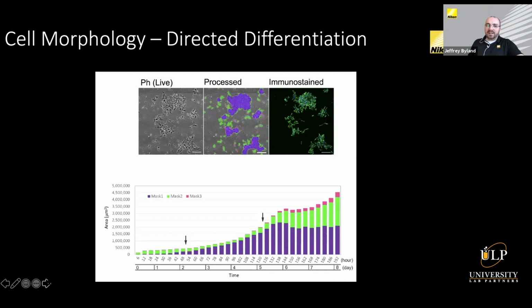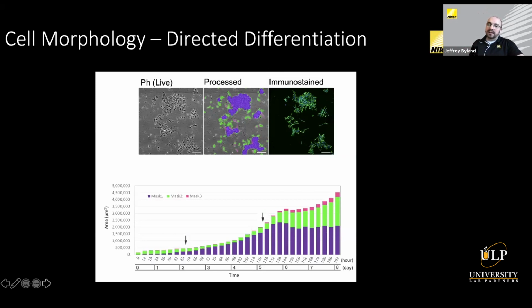And so we can see now in the context of a whole culture, the top left image is just the raw data. In the middle is the data that's been analyzed with this digital staining, right? There's no actual label inside the cells. And then for comparison is the immunofluorescence. And the correlation is quite high.